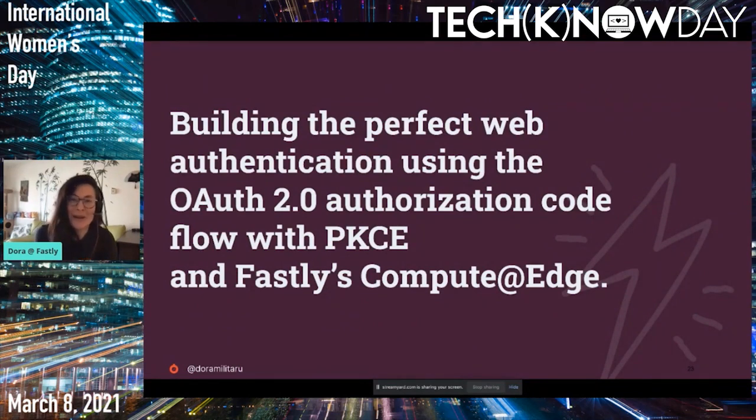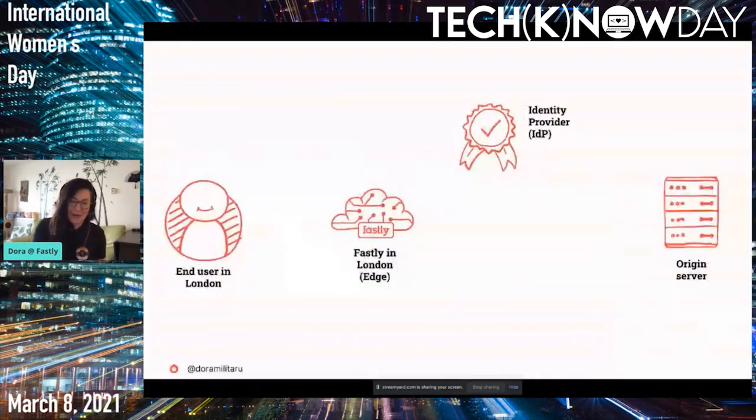So, perhaps I should have titled my talk Building the Perfect Web Authentication Using OAuth 2 Authorization Code Flow with Pixie and Fastly's Compute@Edge. Wow. Okay, I'm going to back up a little now and try to apply everything we've spoken about in terms of standards to the flow, to the diagram that I said we're going to use to wrap our heads around this architecture. Okay, back to our end user in London.